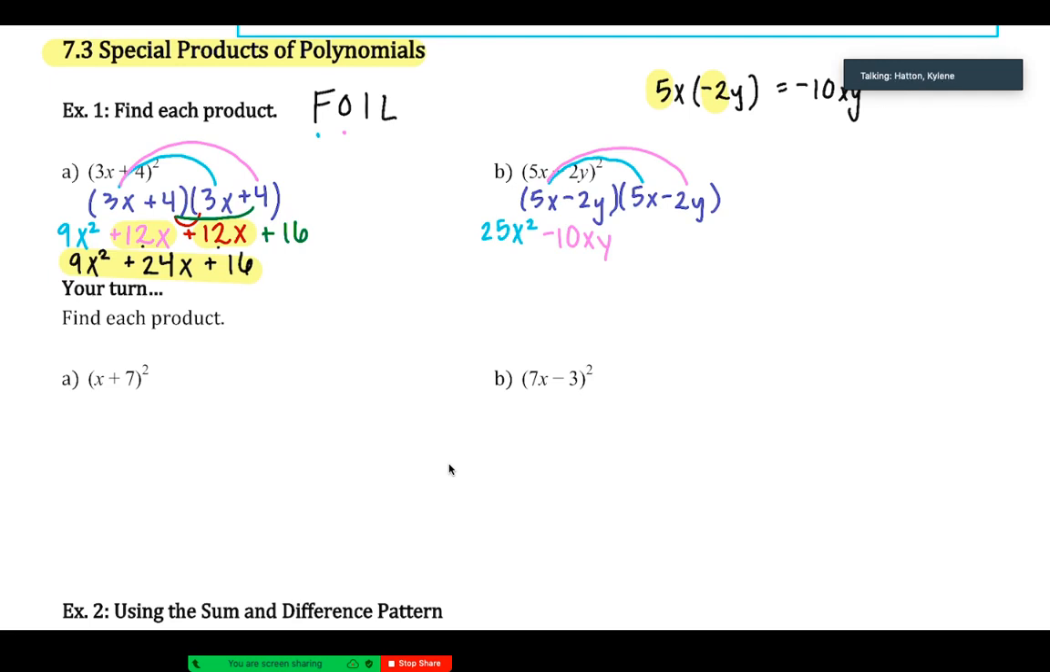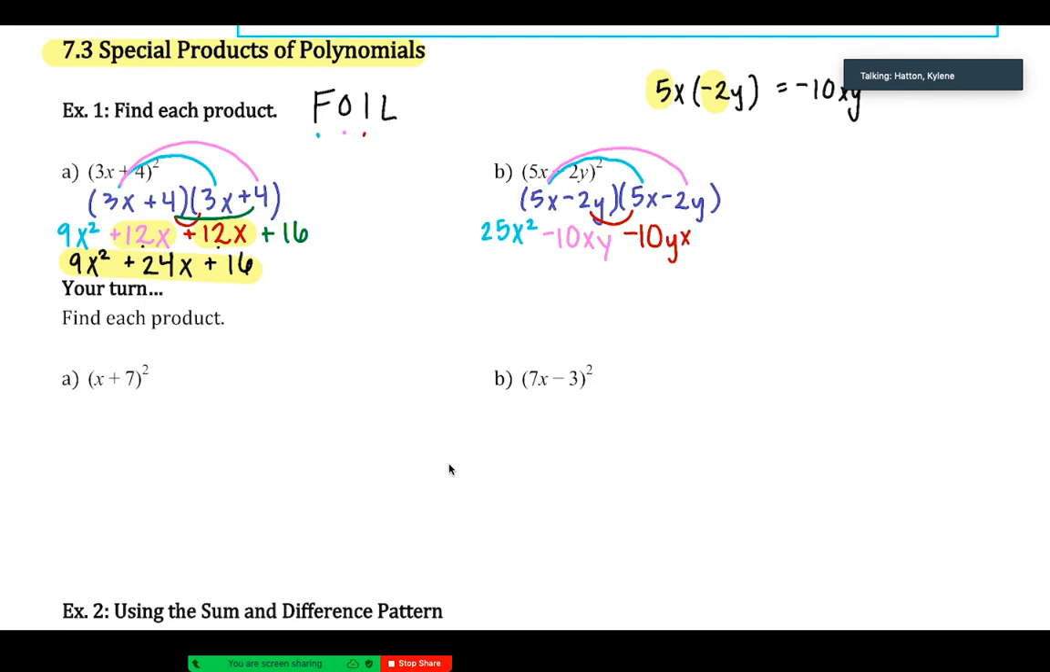And then when I go to multiply the inner two terms, this is negative 2y times 5x. So I can multiply the negative 2 times the 5 again, that's negative 10. And then I'm multiplying the variables y times x, or x times y, so that can be written as xy as well. I can write it like yx, I can write it in the other order.